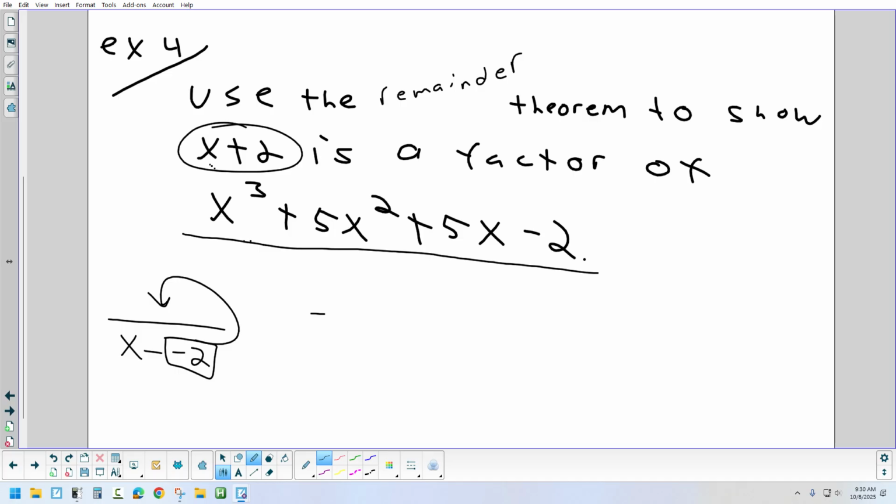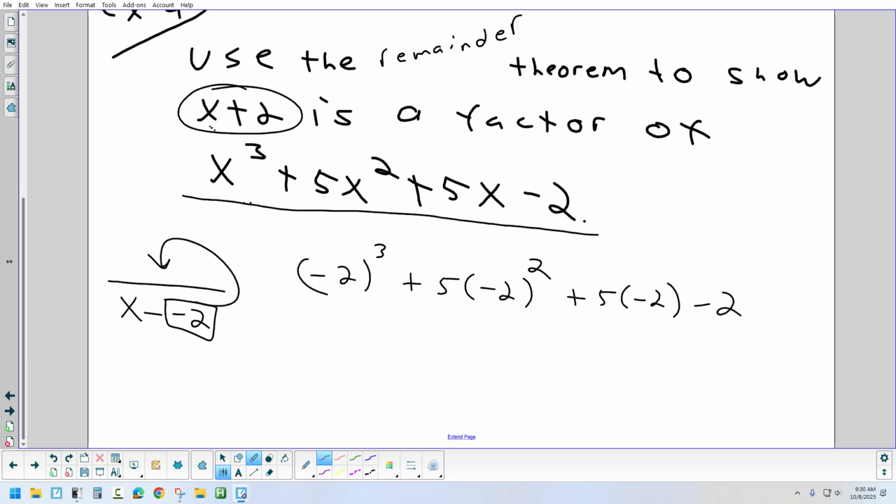Right. So we've got -2 cubed, 5 times -2 squared, and when we do that out, we will get our remainder. Okay. What's -2 cubed? -8. What's -2 squared? 4, and then times 5, 20. What's 5 times -2? -10.